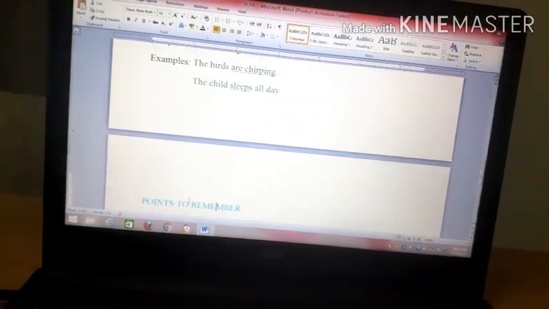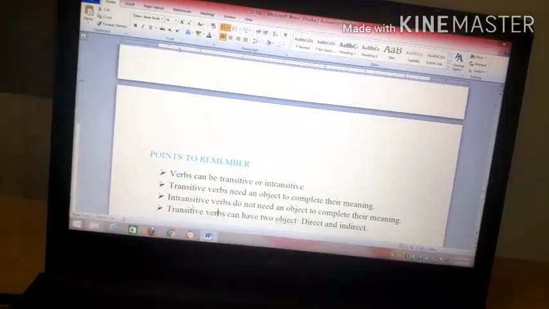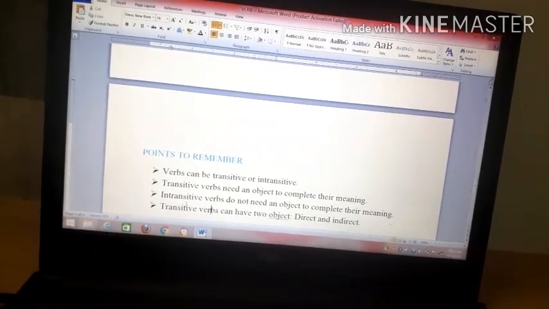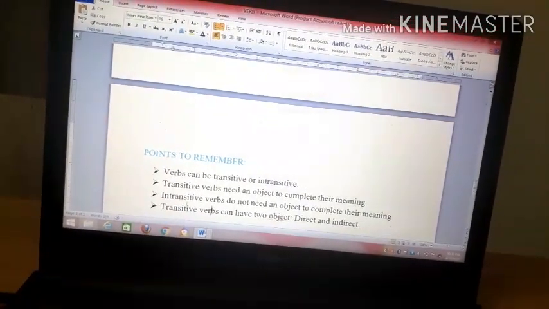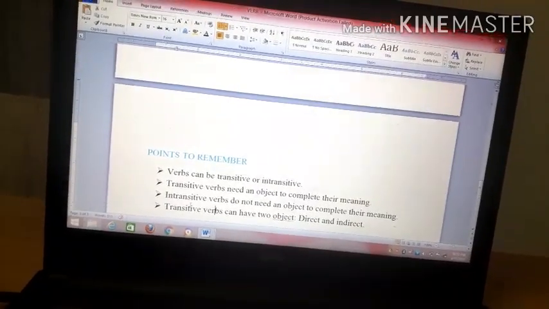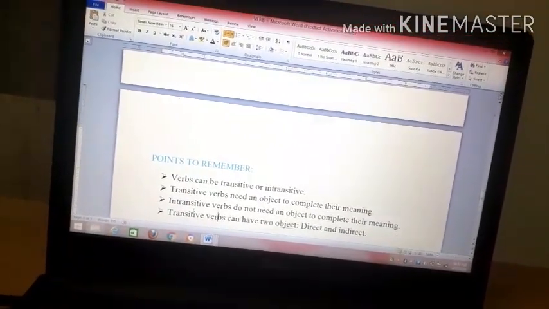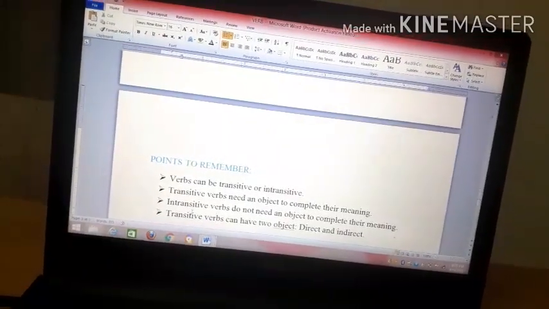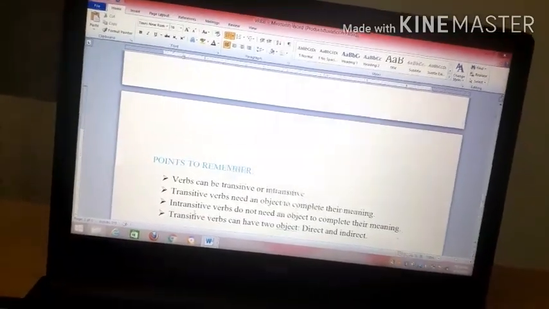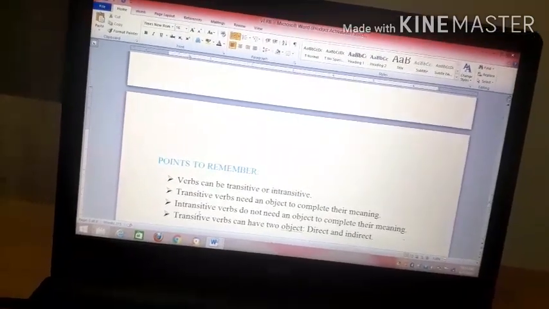So, let's summarize. Verbs can be transitive or intransitive. Transitive verbs need an object to complete their meaning. Intransitive verbs do not need an object to complete their meaning. Transitive verbs can have two objects, direct and indirect.